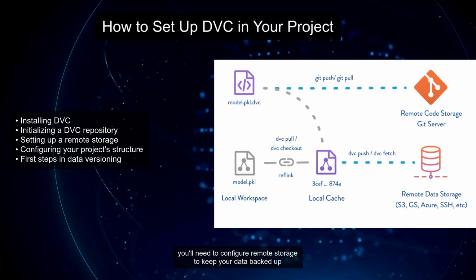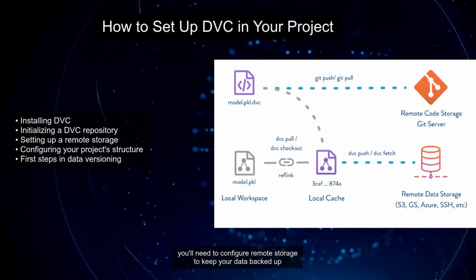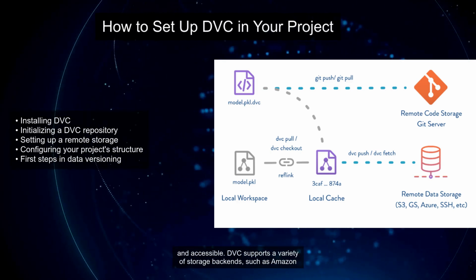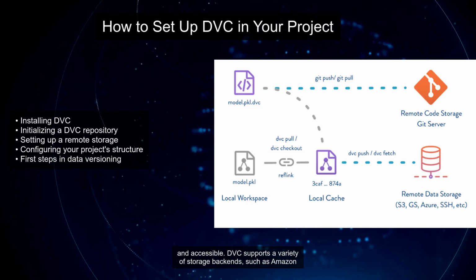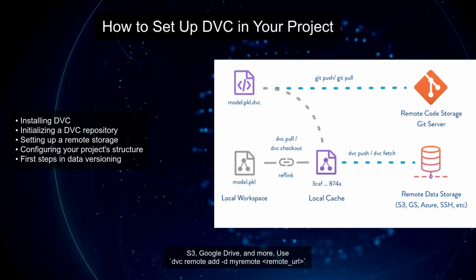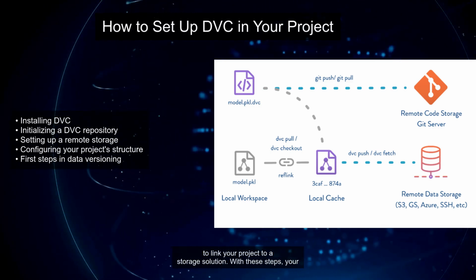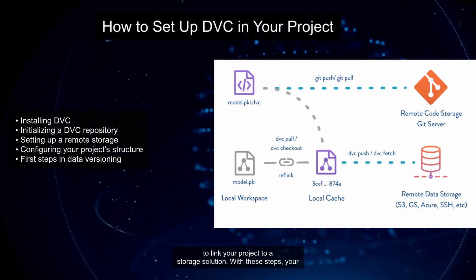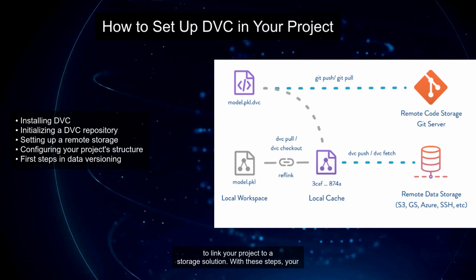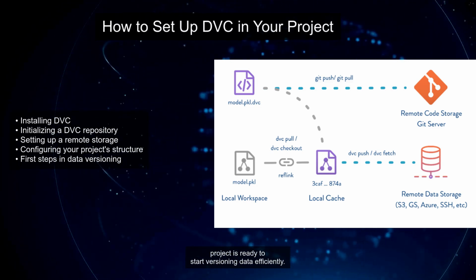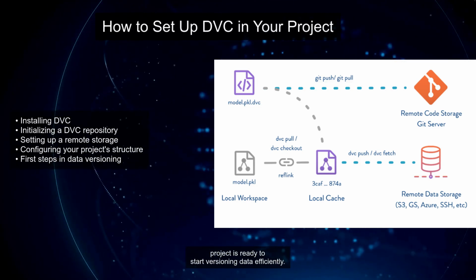Next, you'll need to configure remote storage to keep your data backed up and accessible. DVC supports a variety of storage backends, such as Amazon S3, Google Drive, and more. Use dvc remote add remote_URL to link your project to a storage solution. With these steps, your project is ready to start versioning data efficiently.